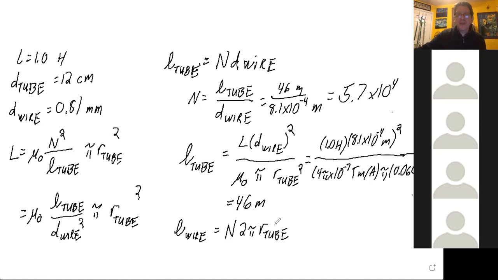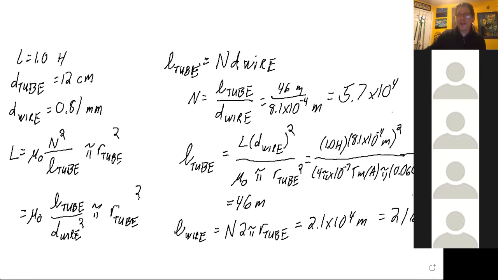So then you plug those values in, using the radius of the tube, which we know, and that value of N, and we're asked for how many kilometers. It comes out to 2.1 times 10 to the 4 meters, or 21 kilometers of wire. And so you need to start with 21 kilometers of wire. So that's an awful lot of copper wire that you need to make this inductor work.